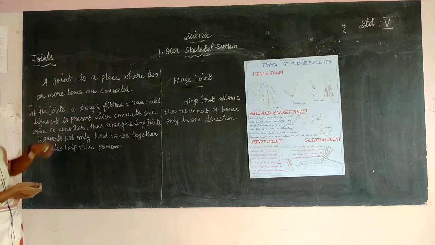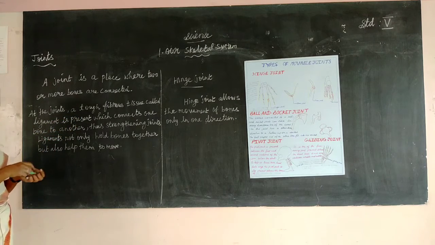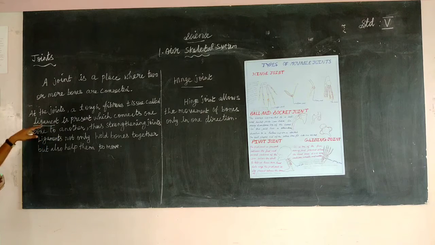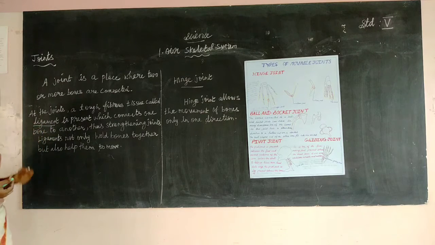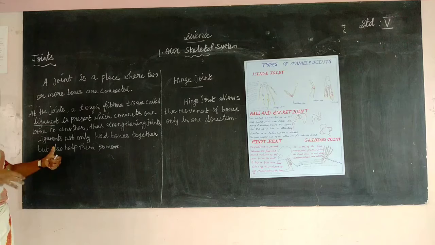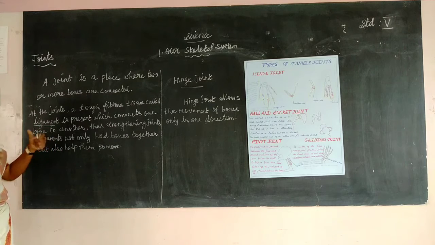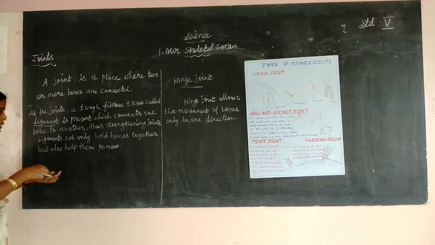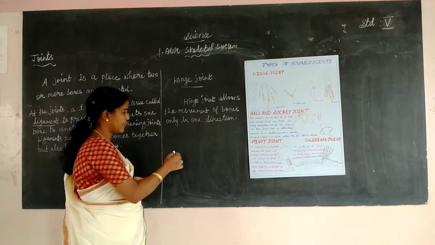At the joint, a tough fibrous tissue is called the ligament. Ligament is present which connects the one bone to another, thus strengthening the joint. அந்த ரெண்டு bones connect பண்ணத இடத்துல அதுக்கு ஒரு strengthening, ஒரு support மாதிரி கொடுக்கிறது தான் ligaments.